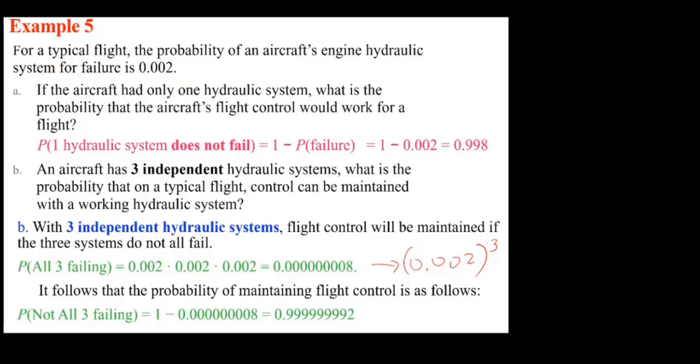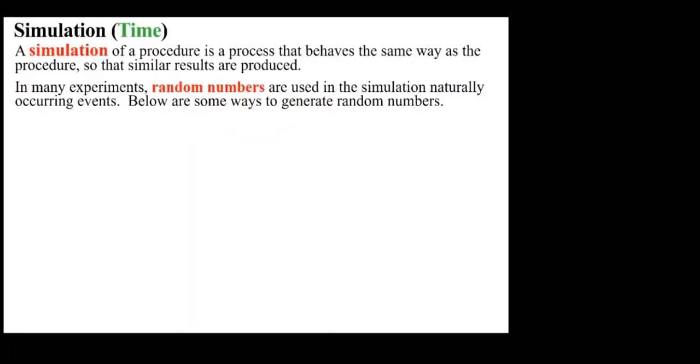All right, let's look at the last page. A simulation of a procedure is a process that behaves the same way as the procedure so that similar results are produced. In many experiments, random numbers are used in the simulation of naturally occurring events. Below are some ways to generate random numbers. Sometimes we can't actually do the experiment, and simulation will do the job.